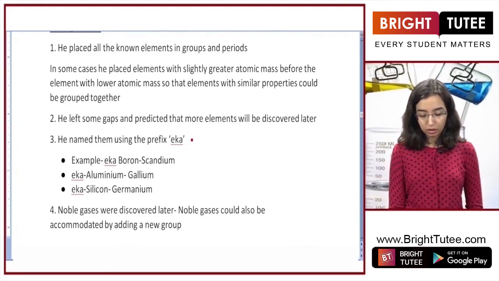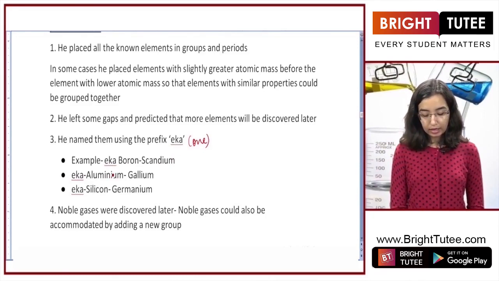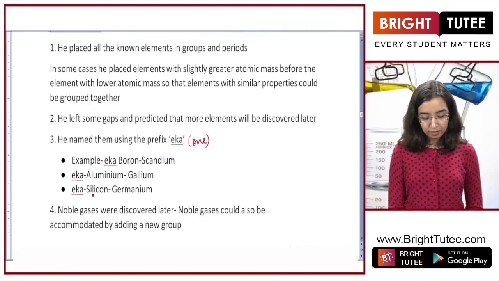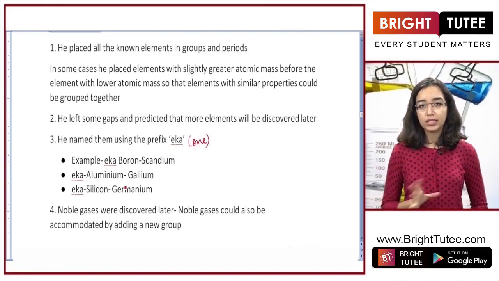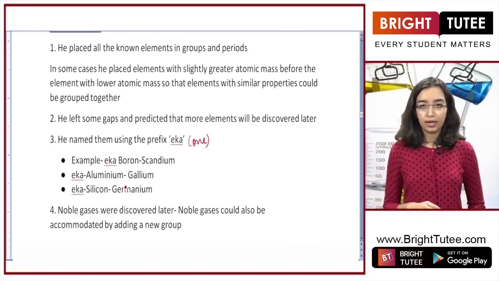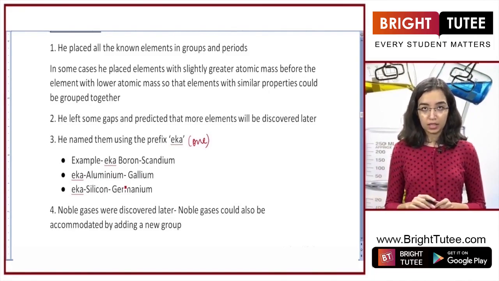Eka is a Sanskrit word which means 1. So he called elements like eka boron, which was eventually discovered as scandium, eka aluminium, later discovered as gallium, eka silicon, which was again germanium. So he named these elements which were not discovered until then, and he said that they will be discovered. He named them based on the elements around them.